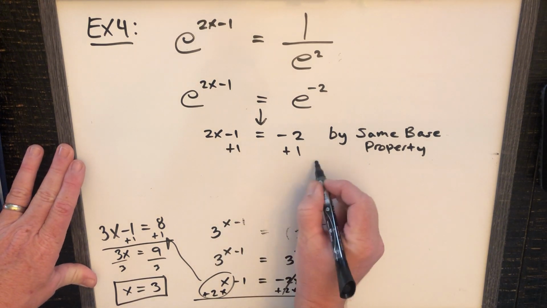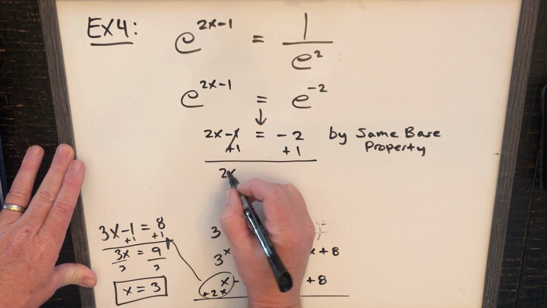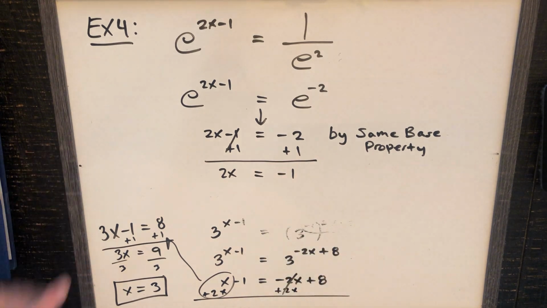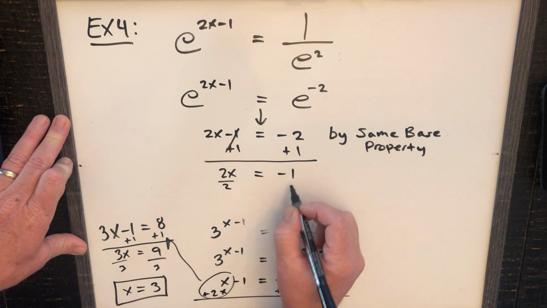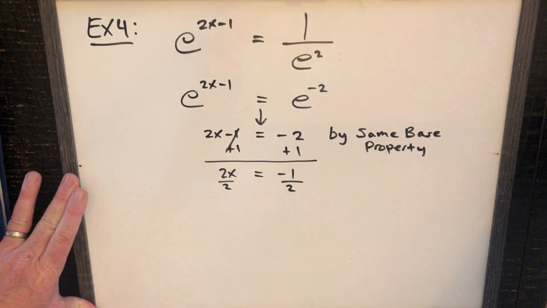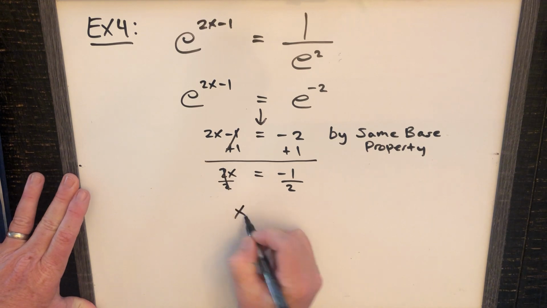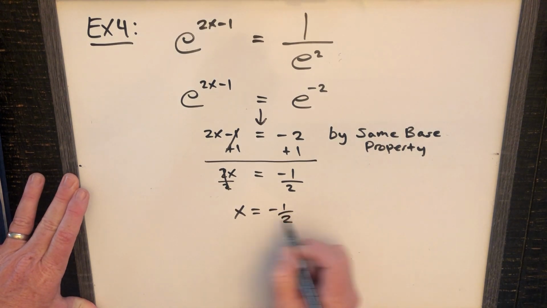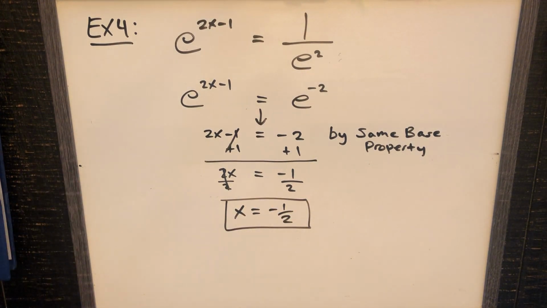So we're going to add 1 to both sides. Get 2x equals negative 1, and then divide both sides by 2. Let's get rid of our last one here. Now we have x is equal to negative 1/2. Okay.